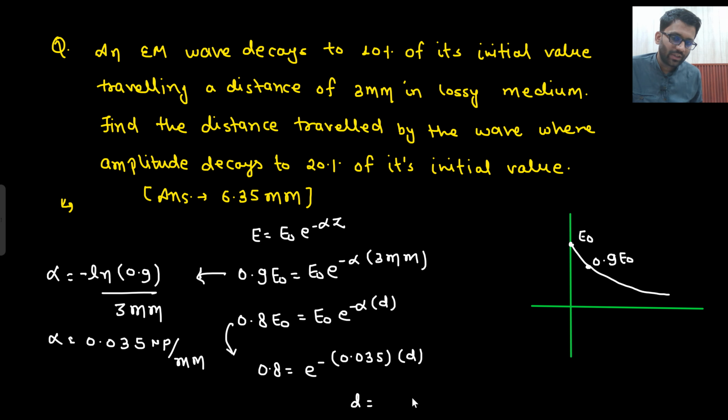These kinds of things you should take care of whenever you solve problems in the examination. So 0.8 ln divided by 0.035. That is 6.37 we are getting, or 6.35 you can write down. So roughly around 3.65 mm you are getting. So the unit was important here.